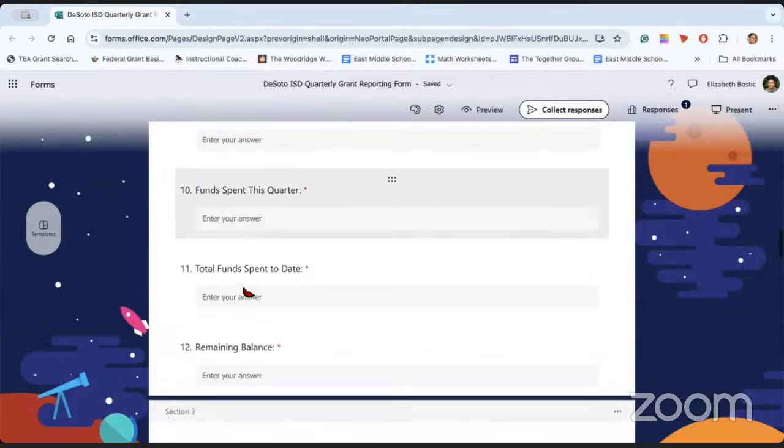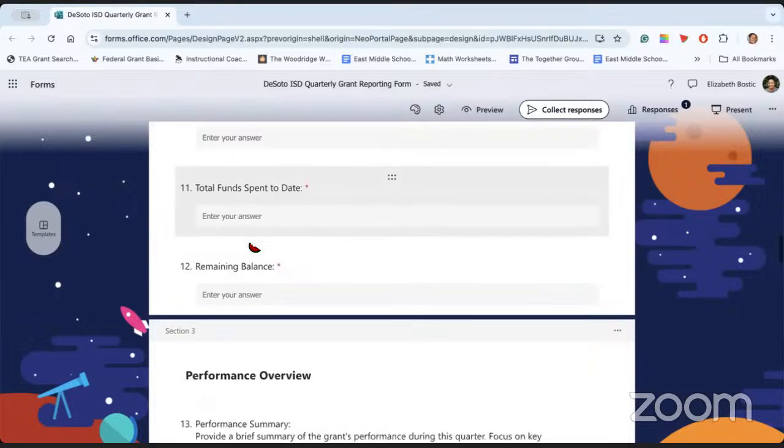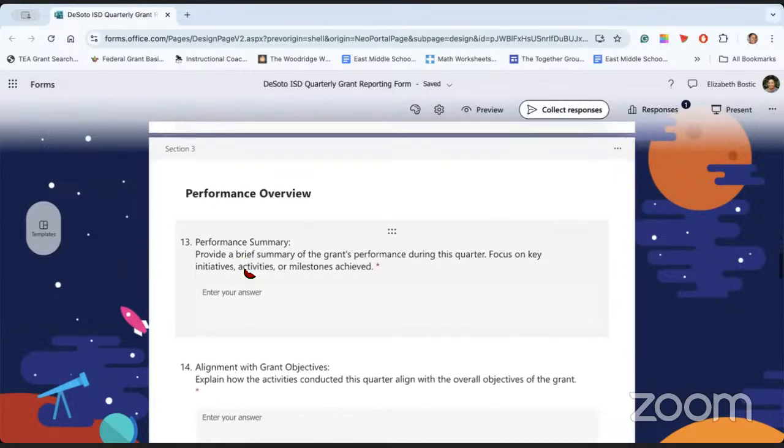Funds spent this quarter is information that you can get if you go to Teams, or if you go to your admin assistant, who should be able to pull it. If you go into Teams and pull up the fund number, you should be able to see the funds spent that quarter, spent to date, and your remaining balance.